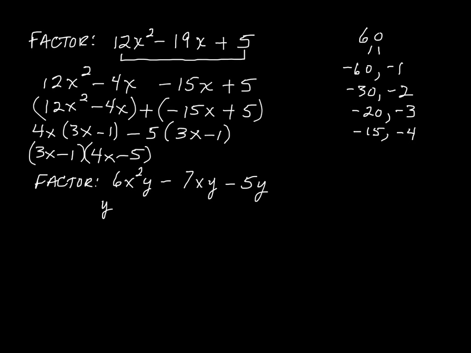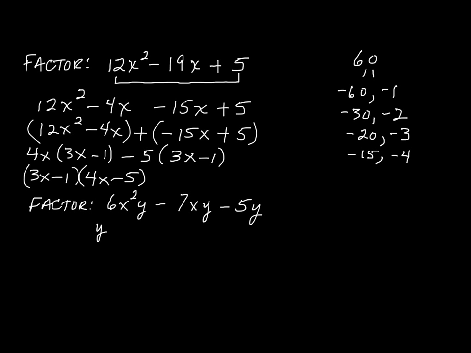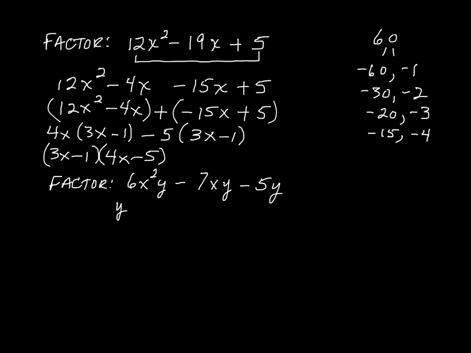And when you factor out the y, what you're left with is 6x squared minus 7x minus 5. So we have an extra step that we've done. We had to factor out the GCF of y.